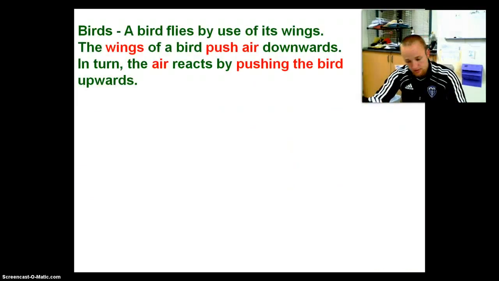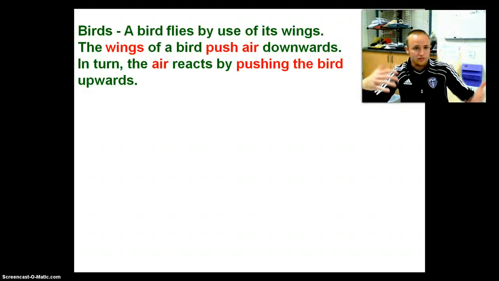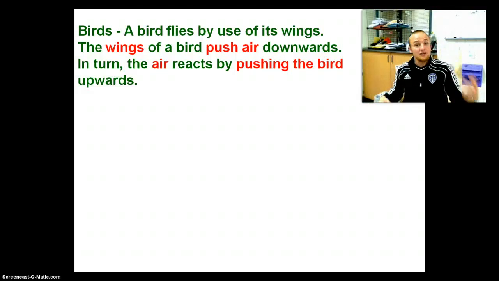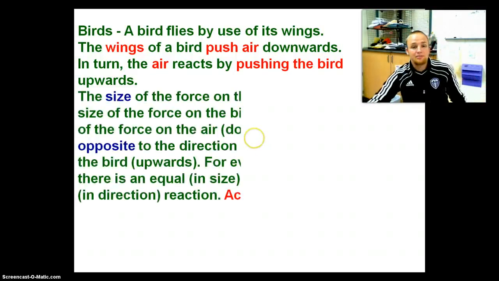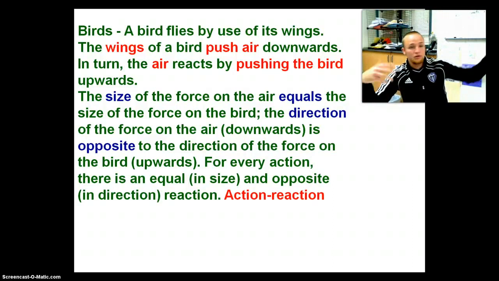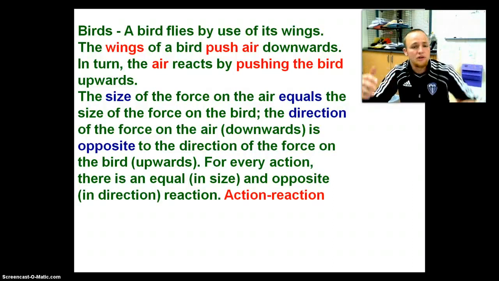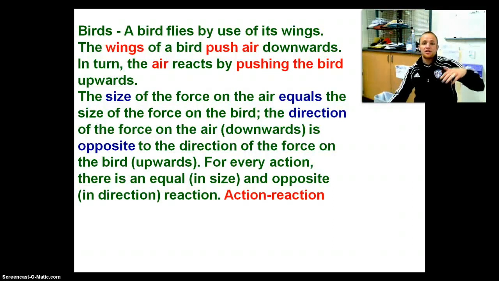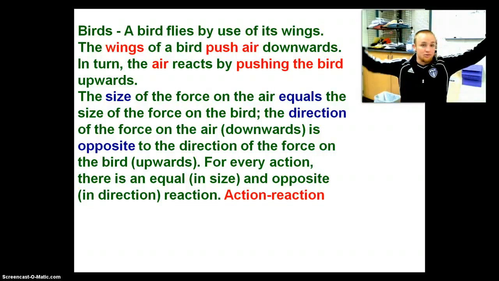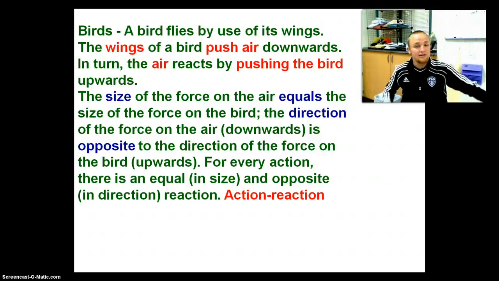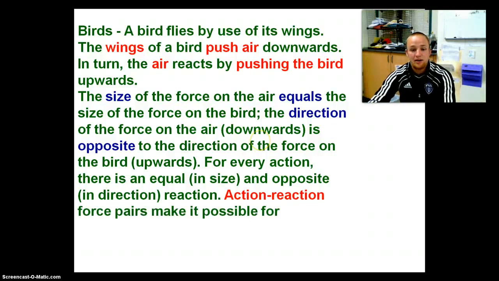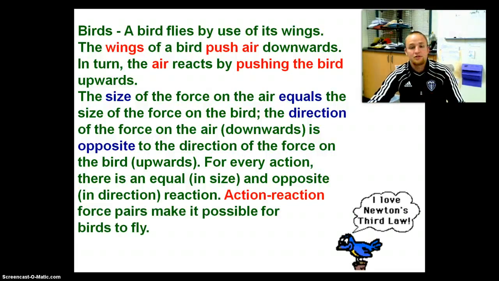So we think about birds. How do birds stay in flight? They use their wings, right? Their wings push air downwards, and in turn, the air pushes the bird back up. The size of the force on the air is equal to the size of the force of the air on the bird. The direction of the force that the bird applies is downward, and since it applies a downward push on the air, the air pushes upward against the bird's wings. So this is an action-reaction pair, and they make it possible for birds to fly.